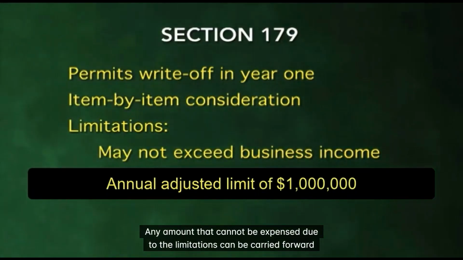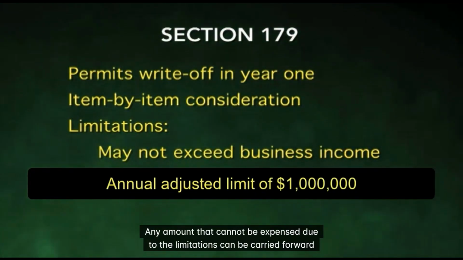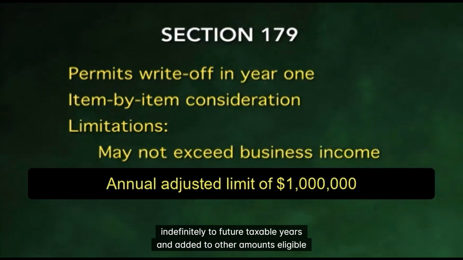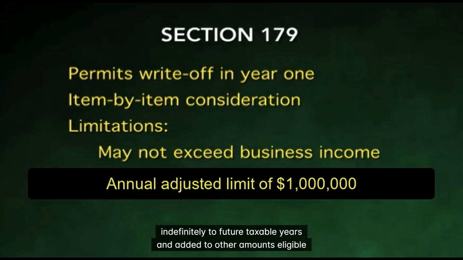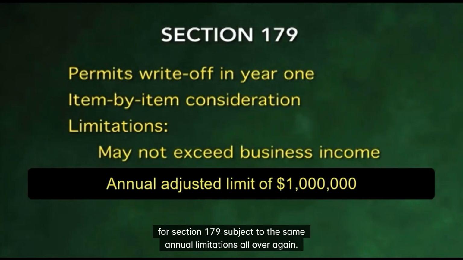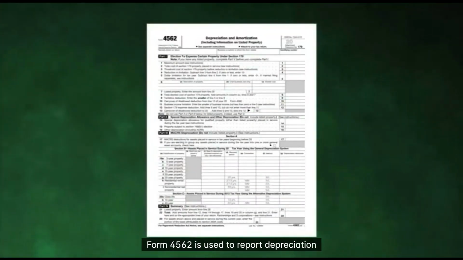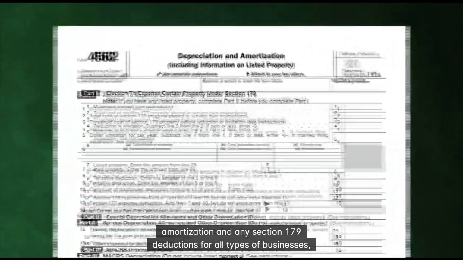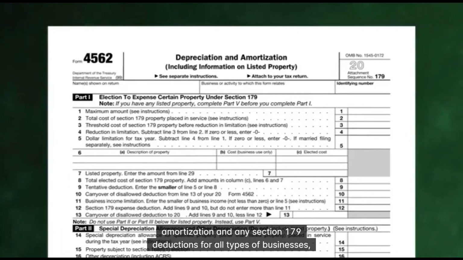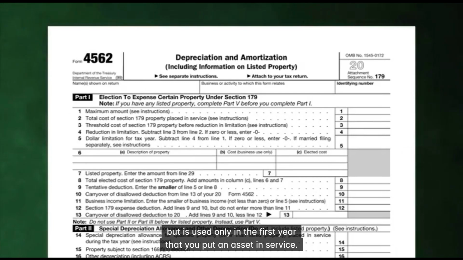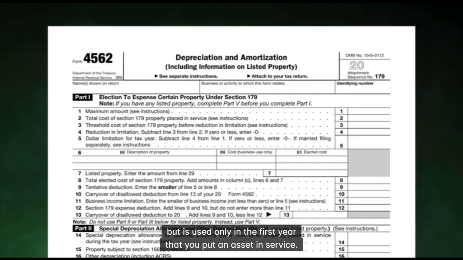Any amount that cannot be expensed due to the limitations can be carried forward indefinitely to future taxable years and added to other amounts eligible for Section 179, subject to the same annual limitations all over again. Form 4562 is used to report depreciation, amortization, and any Section 179 deductions for all types of businesses, but is used only in the first year that you put an asset in service.